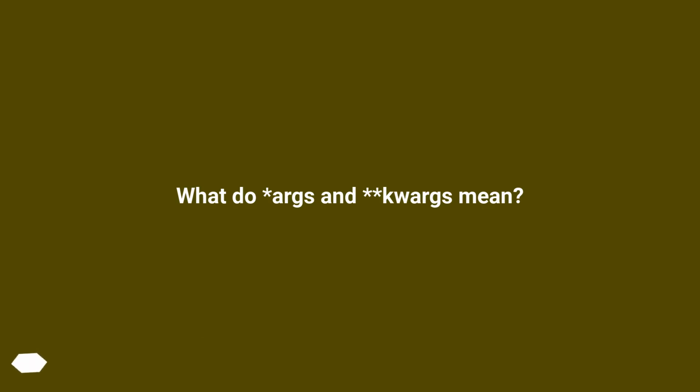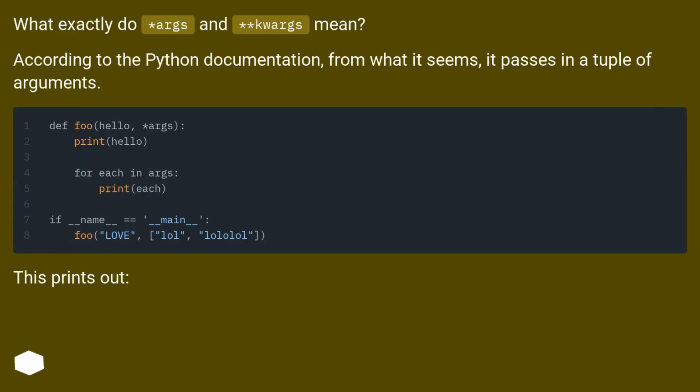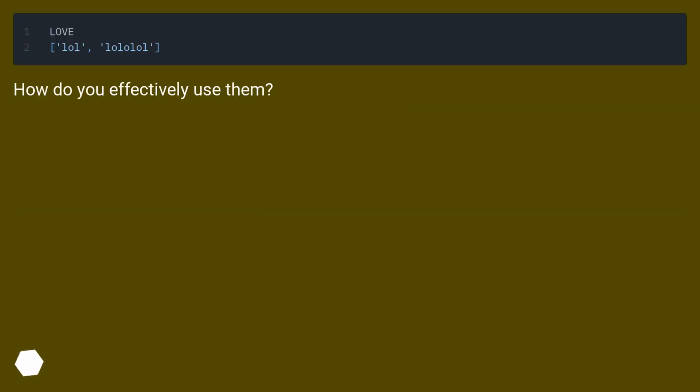What do args and kwargs mean? What exactly do args and kwargs mean? According to the Python documentation, from what it seems, it passes in a tuple of arguments. This prints out. How do you effectively use them?